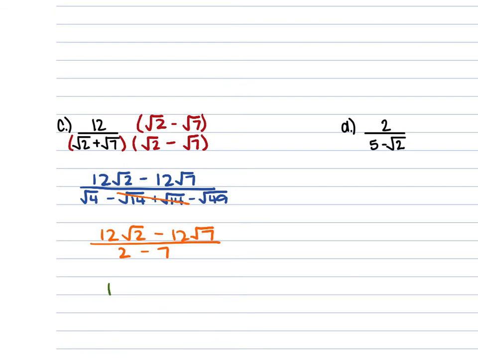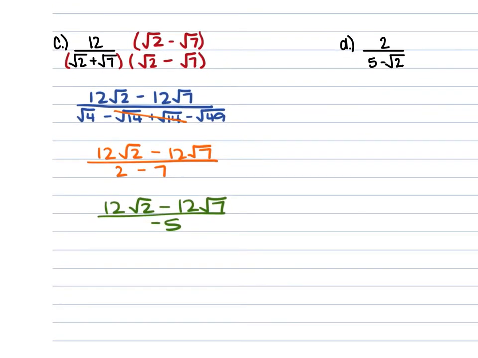From here, you have 12 square root 2 minus 12 square root 7 all over negative 5. You cannot have a negative in the denominator, so change the signs on everything. It's going to be a positive 5, a negative 12 square root 2, and a positive 12 square root 7. So that's negative 12 square root 2 plus 12 square root 7 all over positive 5.